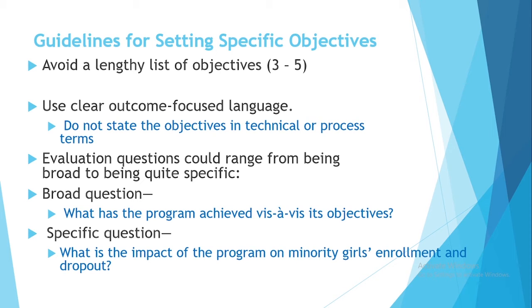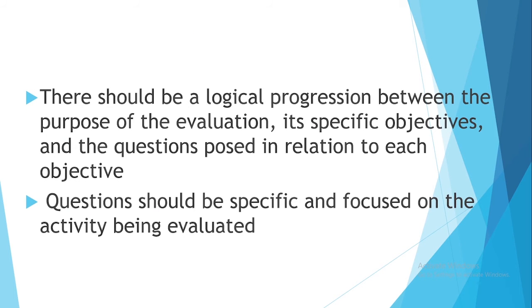Then your evaluation questions should also range from broad to quite specific. An example of a broad question is, what has the program achieved vis-a-vis its objectives? And a specific question you can include is, what is the impact of the program on minority girls' enrollment and dropout? That's it about evaluation objectives and specific questions.